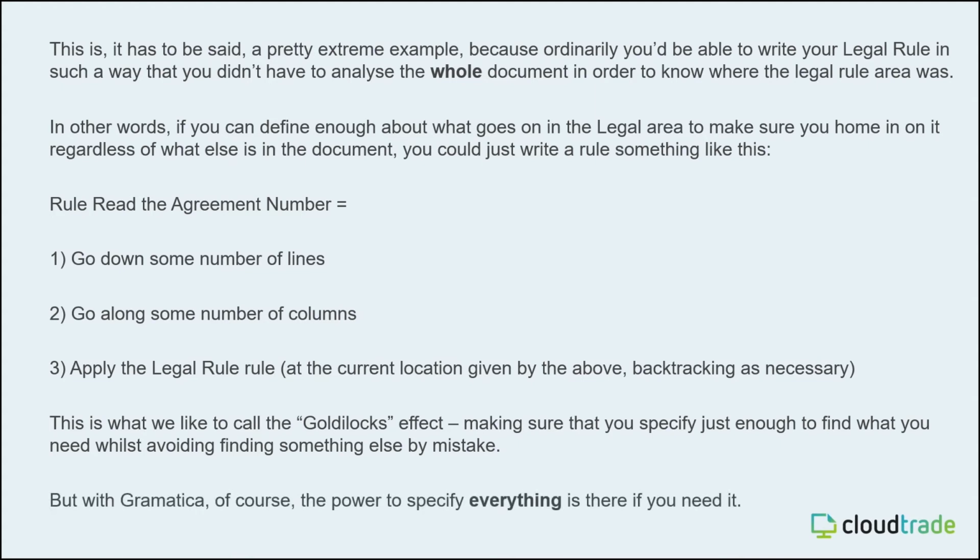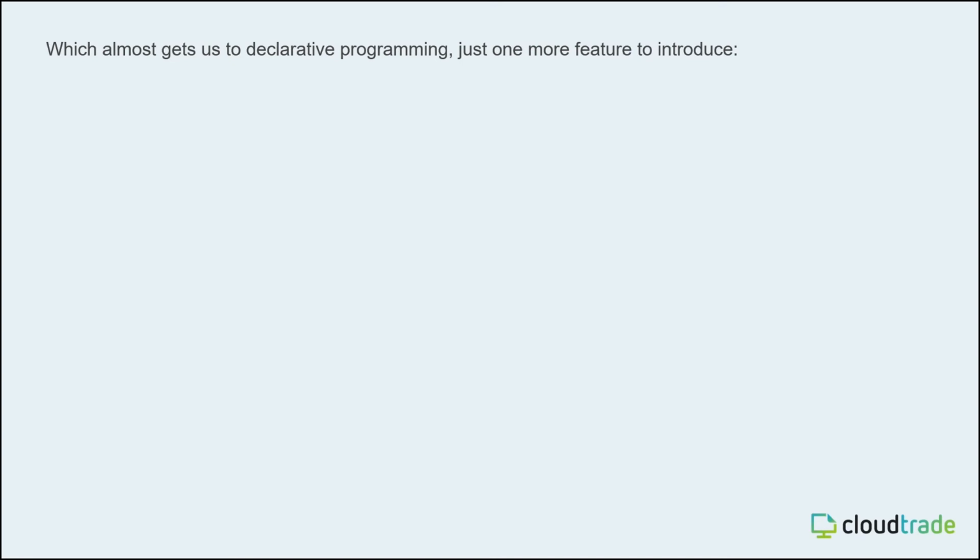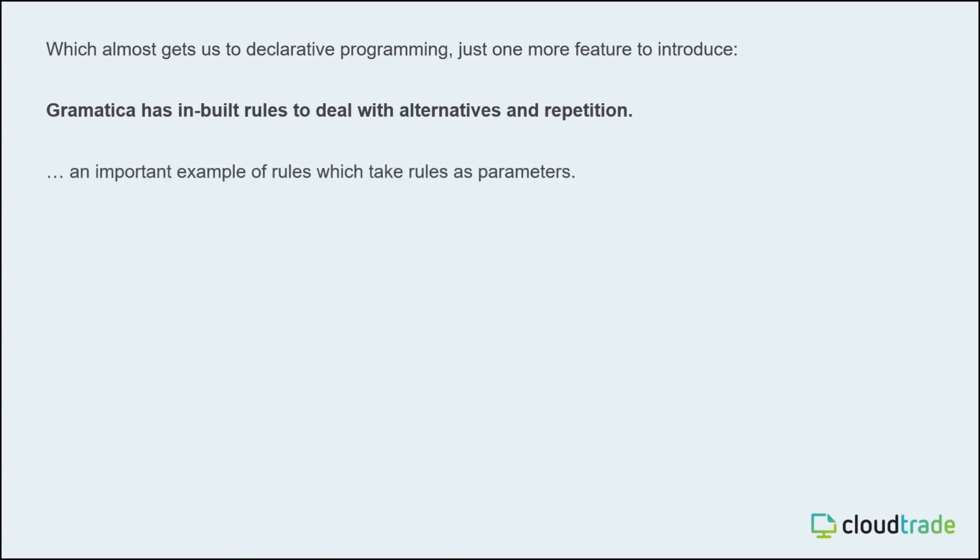If you need to, however, if there is ambiguity and that doesn't work, you can define the whole document. And that kind of gets us to declarative programming. There's just one more feature we need to introduce, which is Grammatica's built-in rules to deal with alternatives and repetition. Very important example of rules which take rules as parameters.